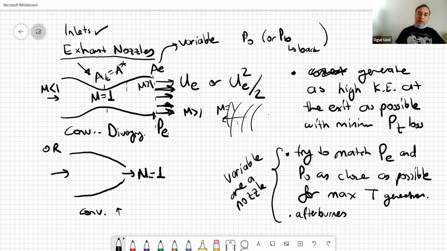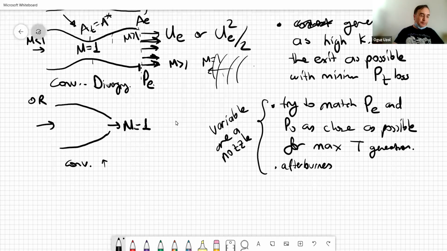And what else? Another issue with exhaust nozzles is that we need variable area nozzles. Let's also keep it here as a note, thrust vectoring. But sometimes we also need, as you might know, thrust reversing.